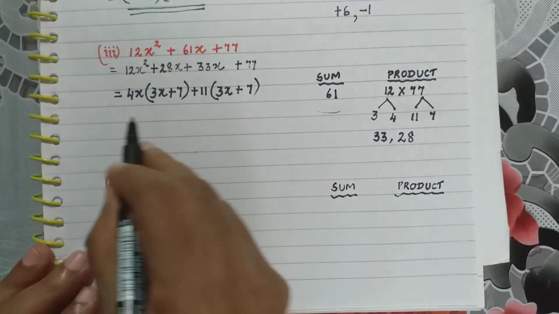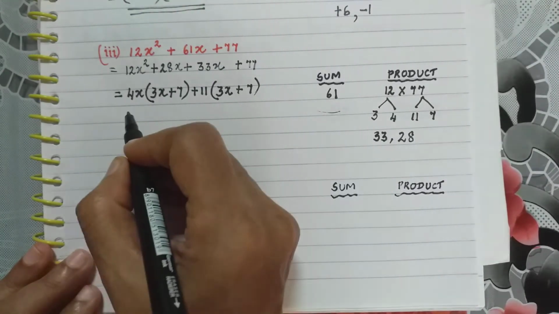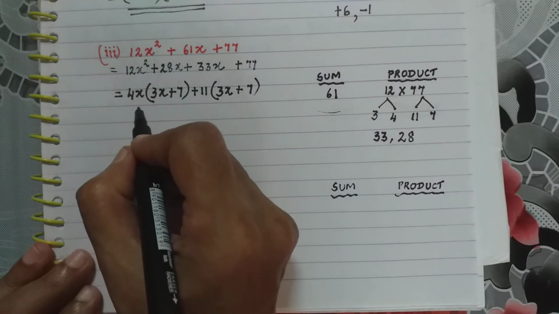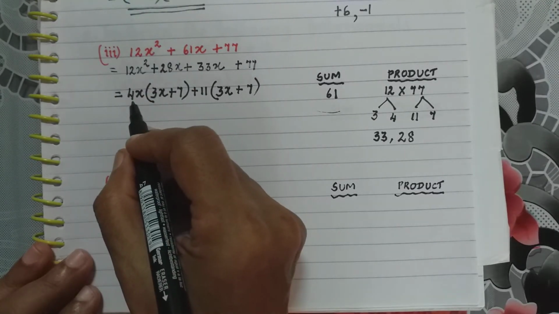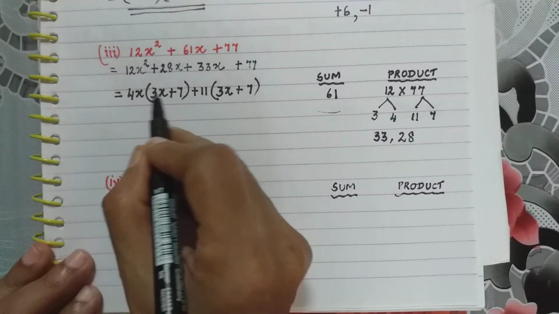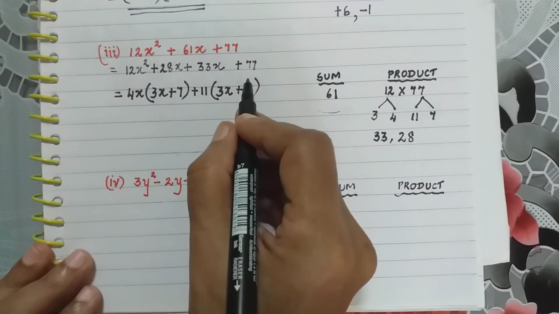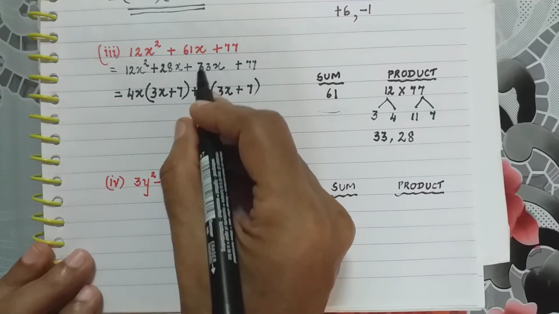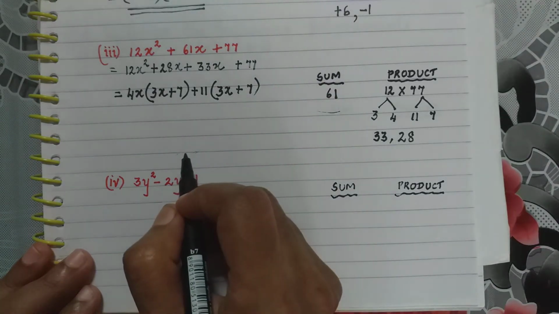Okay, now let us see from the beginning whether what we have written in brackets is right. 4 into 3 is 12. x into x is x square. So 12x square is right. 4x into 7. 4 into 7 is 28, and then the x. Here 11 into 3 is 33, and then the x. 11 into 7 is 77.